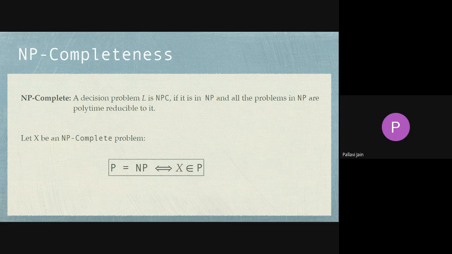Now, if X belongs to P, how can you prove that P is equal to NP? What you will do is take any problem in NP, reduce it to X, which you can do because X is an NP complete problem, and then solve X. That way, every problem in NP has an algorithm that runs in polynomial time. So this is what I meant when I said that NP complete problems are the hardest problems in NP. Basically, it just cannot happen that you have an NP complete problem which you can solve in polynomial time, but there is some other problem in NP which cannot be solved in polynomial time. So in that sense, NP complete problems are the hardest problems.